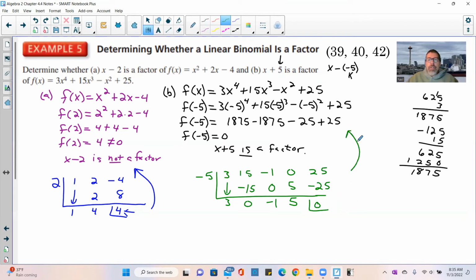Which would you rather do? Okay, when you get a 0 as a remainder, then what you divided by is a factor. Okay, so now you should be able to do 39, 40, and 42, and may I suggest using synthetic division? It is much easier.